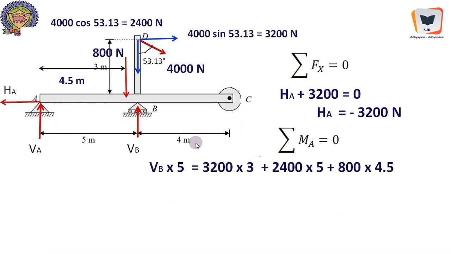Sigma MA equal to 0 will give us VB into 9, the anticlockwise moment, equal to all the clockwise moments. 3200, even this will also create a moment because of the moment arm. Moment arm is nothing but the height of this frame itself. So it is 3200 into 3, which is a clockwise moment. So whether the moment is clockwise or not, we should be careful about the sense. So the rotation happens along the sense. It goes like this, clockwise.